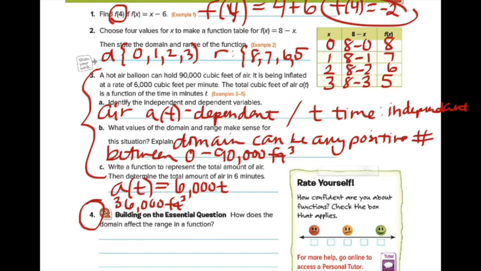Okay, so B says, what values make sense? So if we're looking at it holding 90,000 cubic feet, I need to make sure that this number is anywhere between 0 and 90,000. And then C, the function is going to be 6,000 t, because it goes at a rate of 6,000 cubic feet per minute. And if we have 6 minutes, you end up with 36,000 cubic feet. So if you wanted to try it out, and that makes sense, great. We will return back to this type of problem, so don't stress if number 3 makes no sense to you.